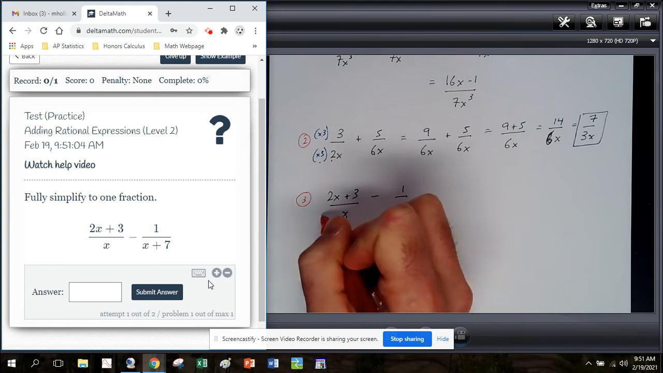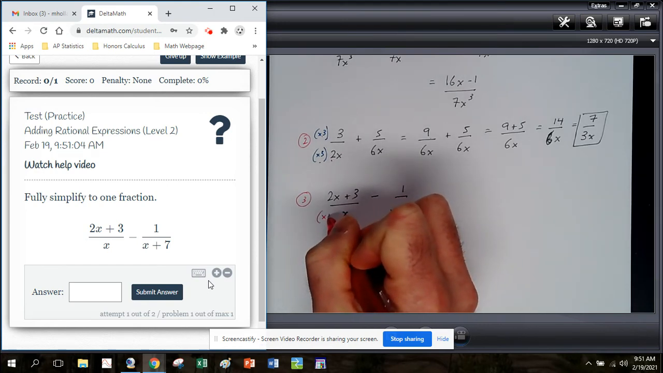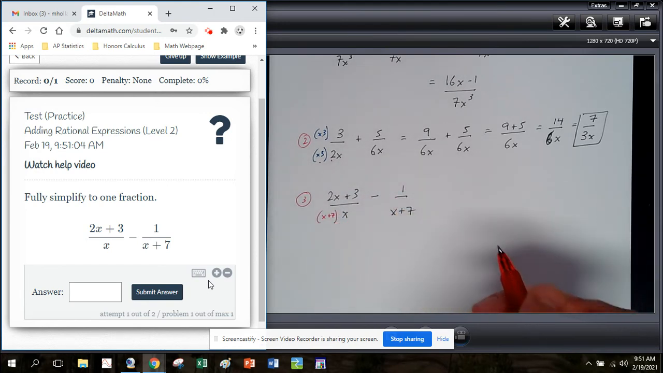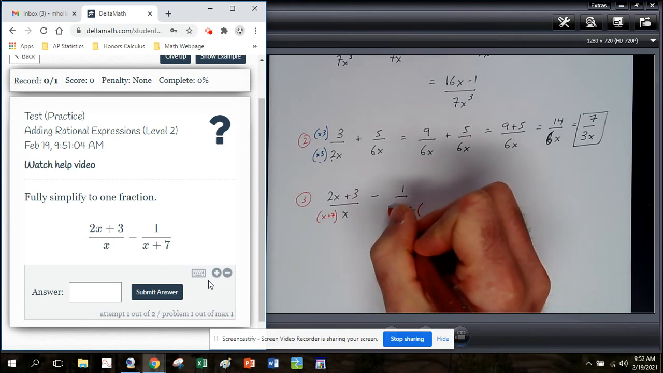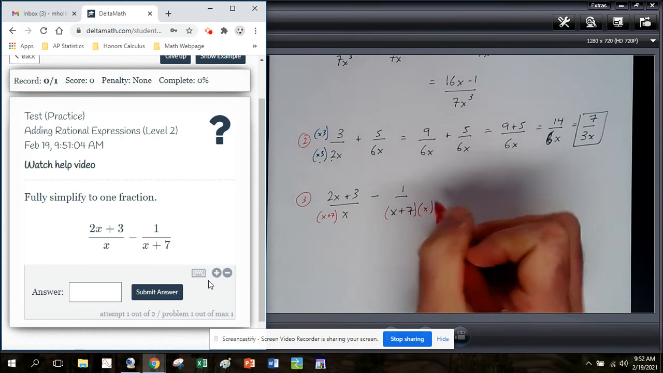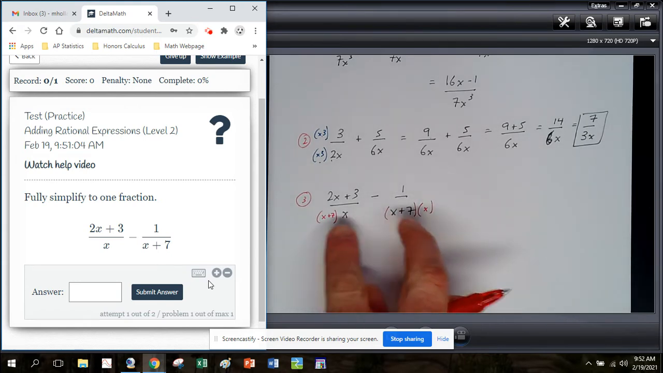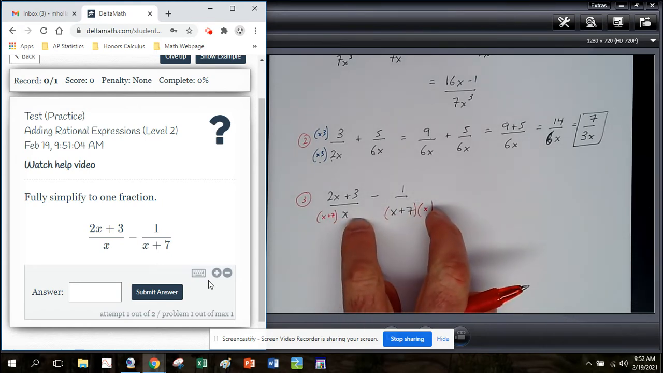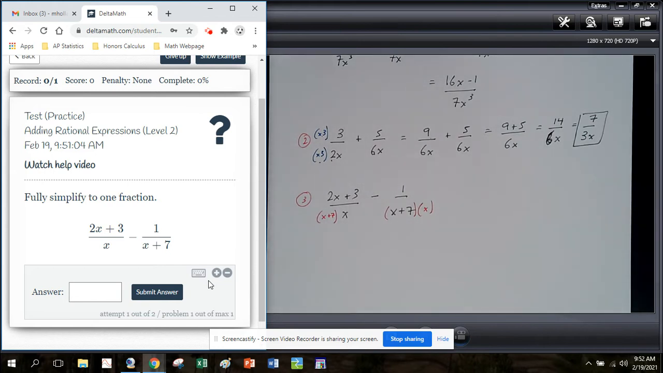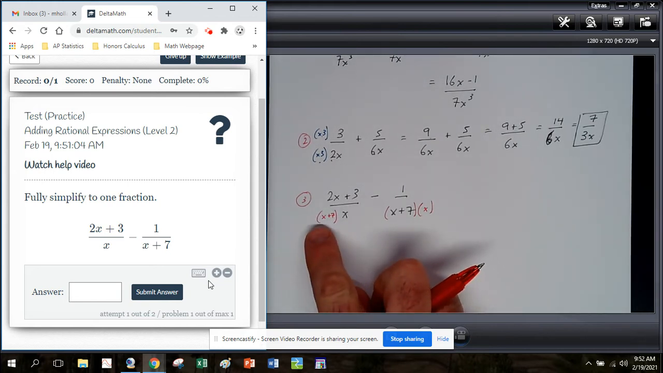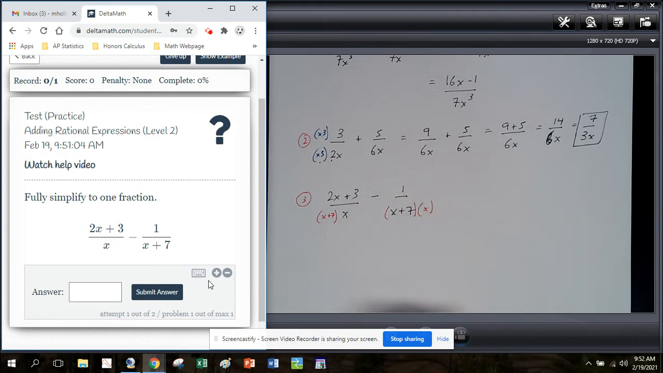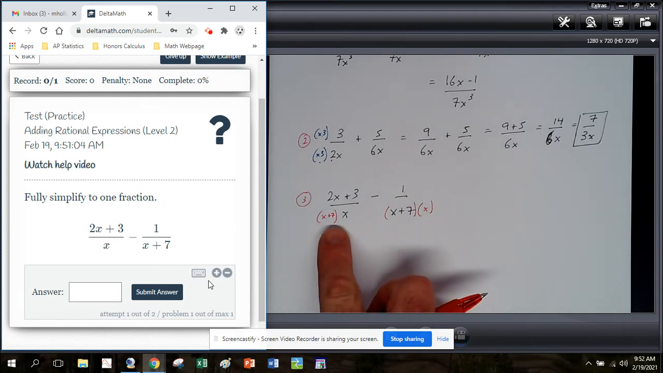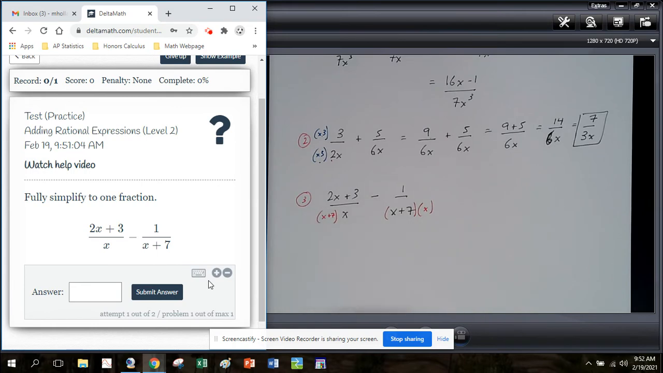So what I'm going to do is multiply this one by x plus 7, which is that denominator, and I'm going to multiply this denominator by x. So basically what I'm doing is I'm multiplying each denominator by the other denominator. Because if you look now, this has an x plus 7 and an x, and this has an x plus 7 and an x. However, remember, whatever I do to the bottom, I have to do to the top.